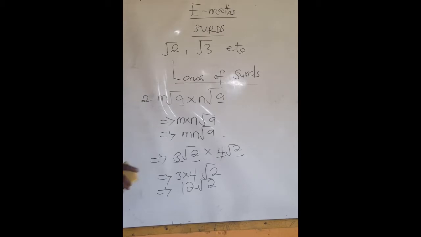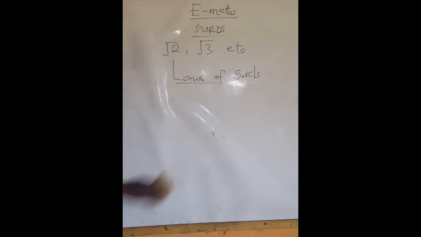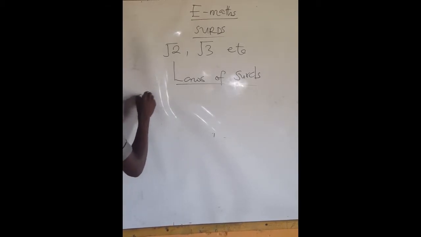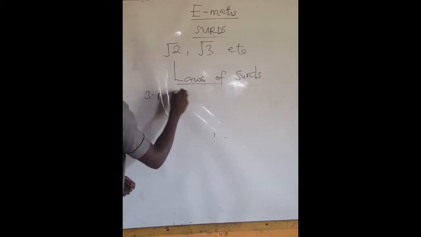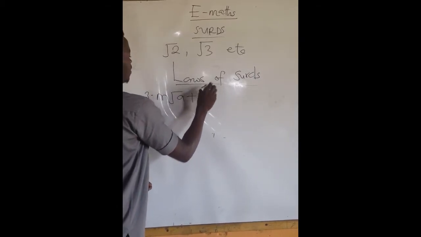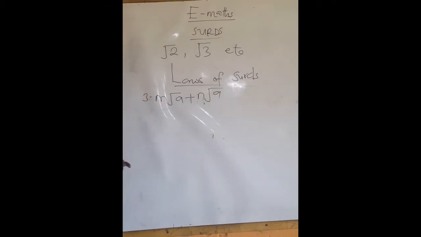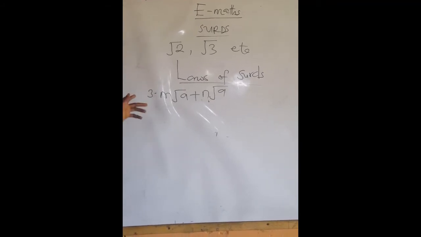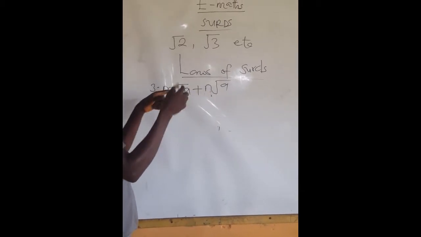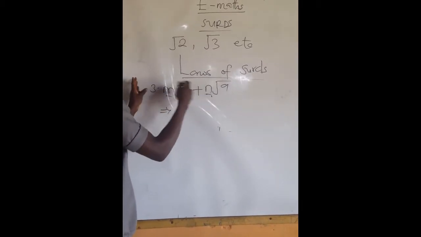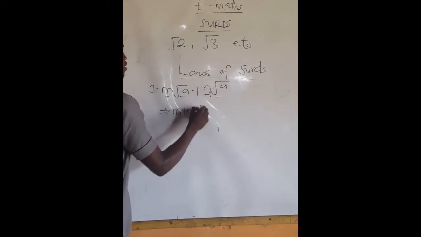Let's take our third law. Law number 3: m multiplying root of a plus n multiplying root of a. Like we did for the second law, you choose the numbers outside the square root, then you add. Here we have m and n outside the square root. So we are going to add m and n. Then you pick one of the roots with a.